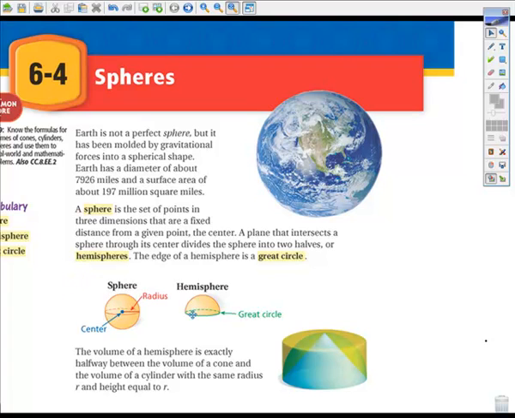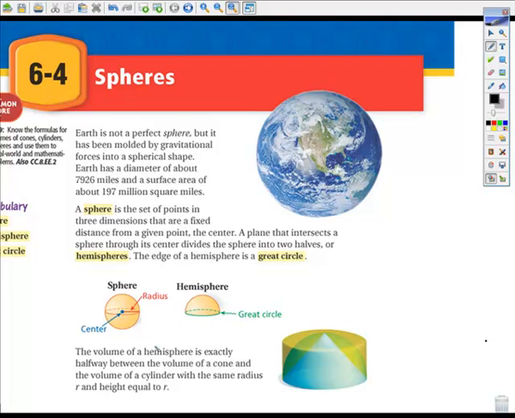It's the great circle. So this plane cuts the sphere into 2 halves, splitting it right in the center, and the edge of the hemisphere is called the great circle. On a sphere, you can get a cross section and have different size circles, but if you take the cross section right through the center, that's the largest circle you're going to have. So a sphere does have a radius. It goes from the center to the great circle.